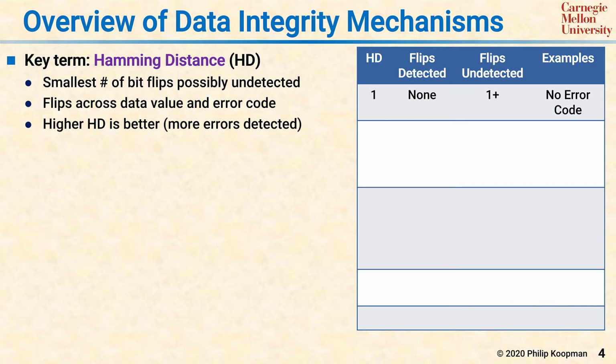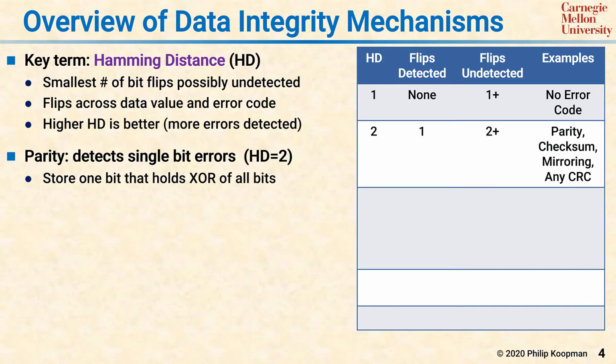Hamming distance of 1 you get for free, because Hamming distance of 1 means you're vulnerable to any number of bit flips. So that's the baseline, and the point of using an error code is to do better than HD1. Parity detects all single-bit errors. That gives you HD equal 2 because every 1-bit error can in fact be detected.